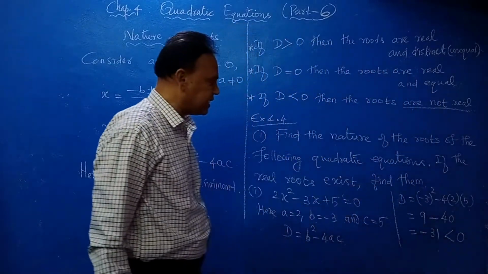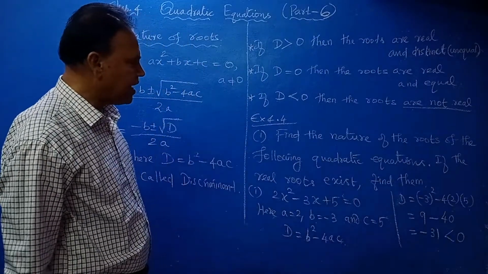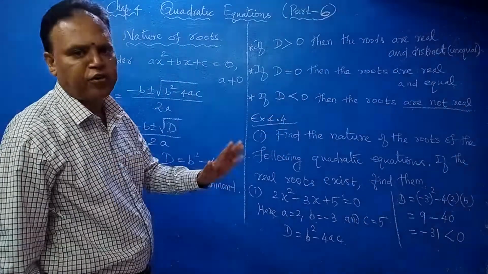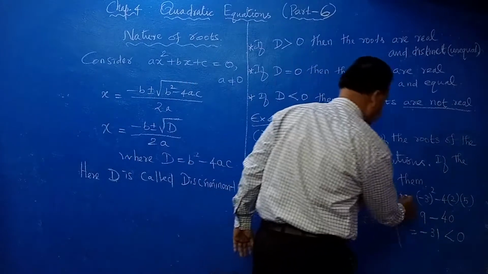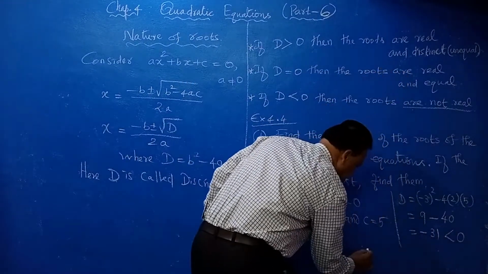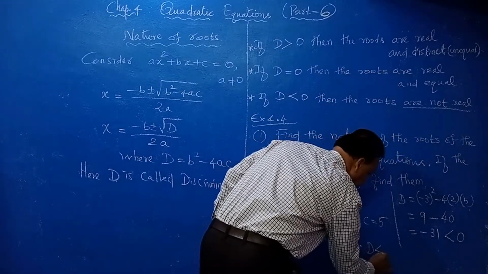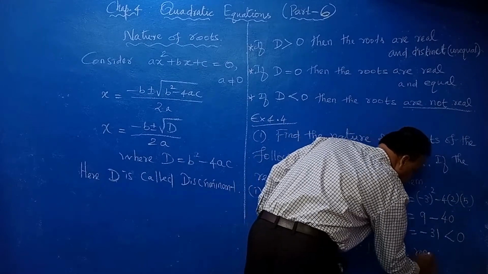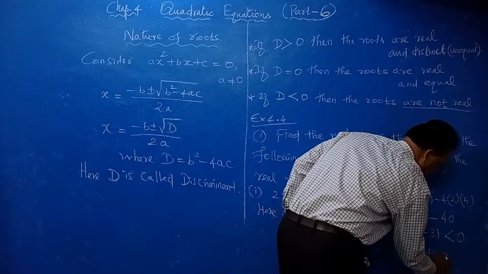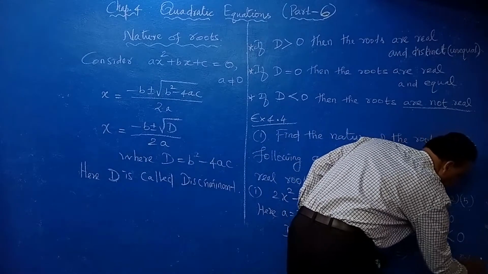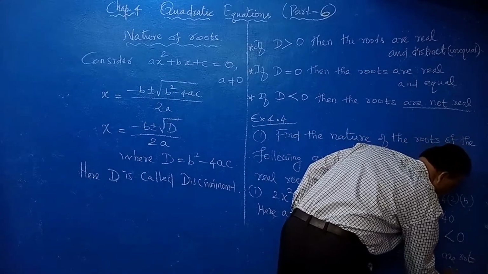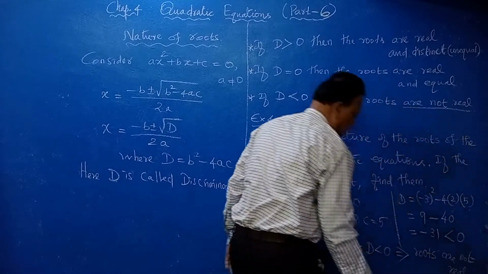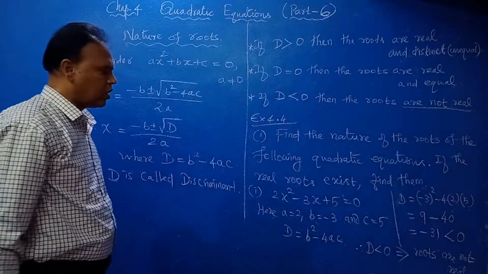When D is negative, that is, D is less than 0, the roots are not real. Therefore, D is less than 0. This gives: roots are not real.